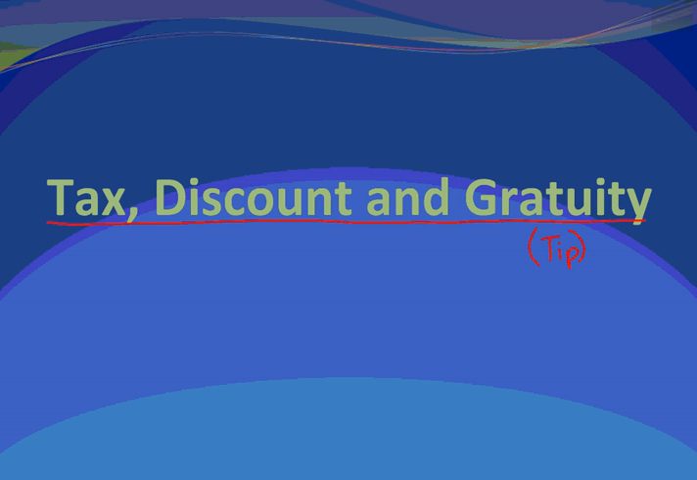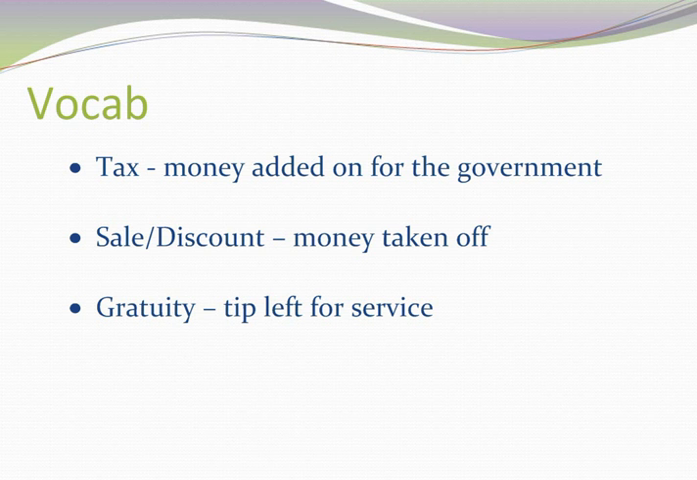We're first going to start off with some vocabulary. So tax is money added on for the government. Sale and discount is money taken off. And gratuity, which is also called the tip, is left for service. Okay, like you leave your waiter or waitress a tip at a restaurant. So keep in mind that tax is money added, so we add tax. Sale or discount is money taken off, so we subtract if it's sale or discount, and gratuity is added onto your final bill. Okay, so keep those things in mind.